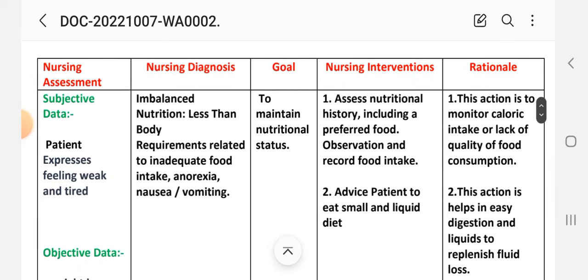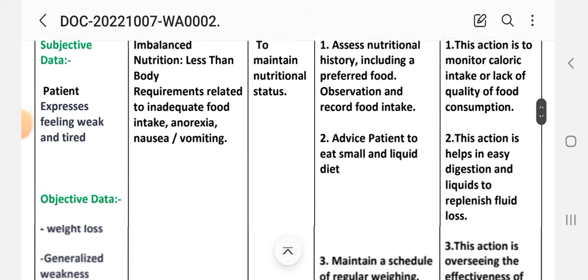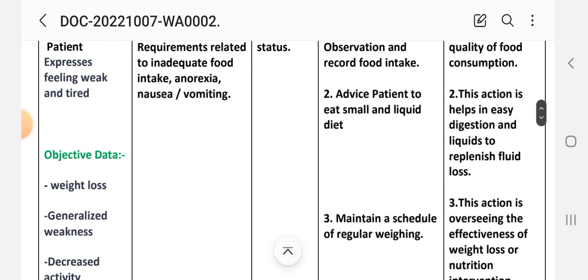Nursing intervention and rationale. First intervention: assess nutritional history including preferred food, observe and record food intake. The rationale is that this action is to monitor caloric intake or lack of quality of food consumption. Second intervention: advise patient to eat small and liquid diet. This action helps in easy digestion and liquids replenish fluids.